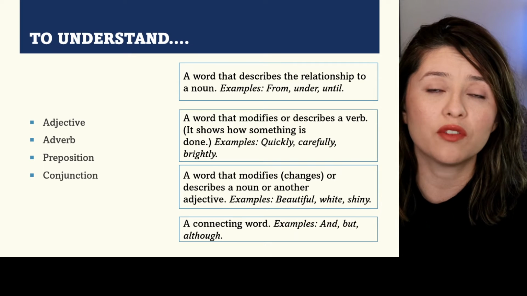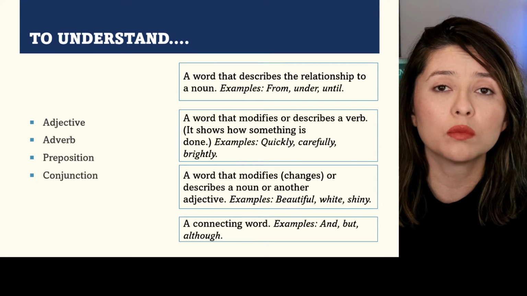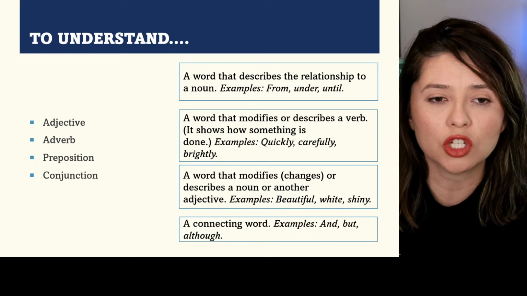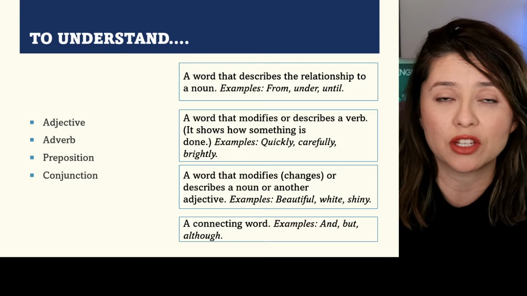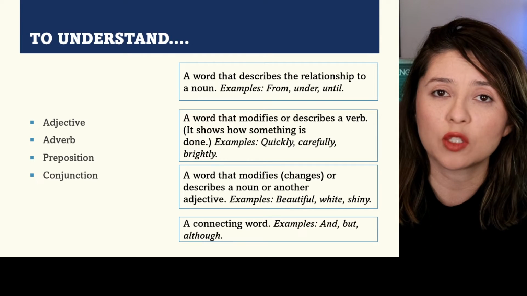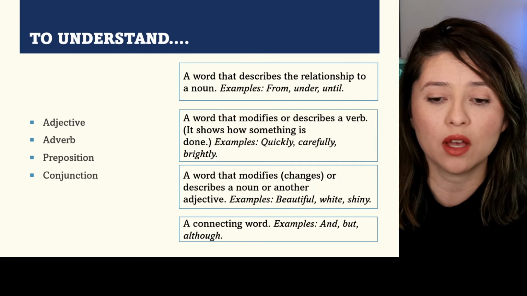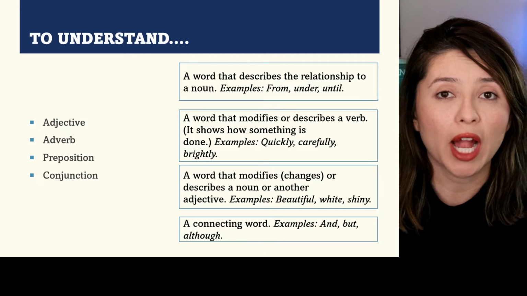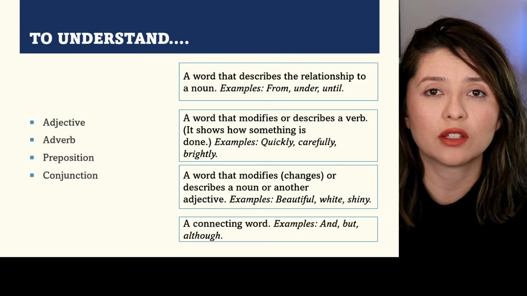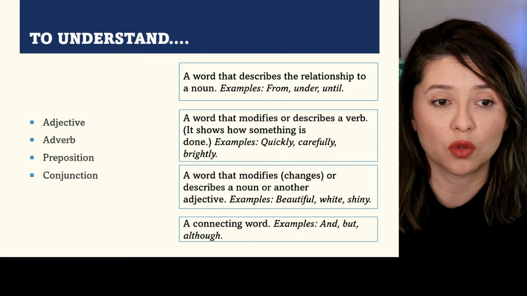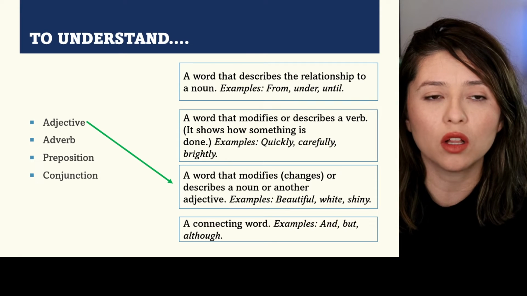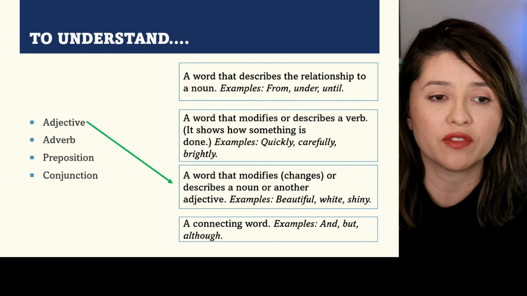Adjectives, they will give you a description and they will modify the noun. So it's almost like a relationship to nouns and other adjectives. So an adjective expresses a relationship to the nouns and to other adjectives too. You can describe, you can modify those nouns and those pronouns and so forth. So beautiful and white and shiny, all those are examples of an adjective.